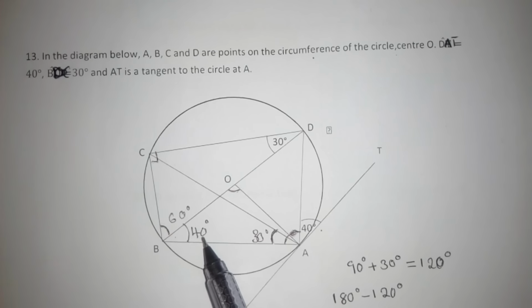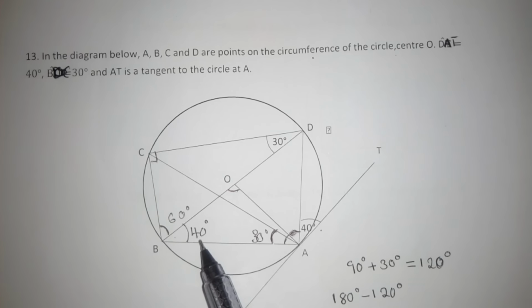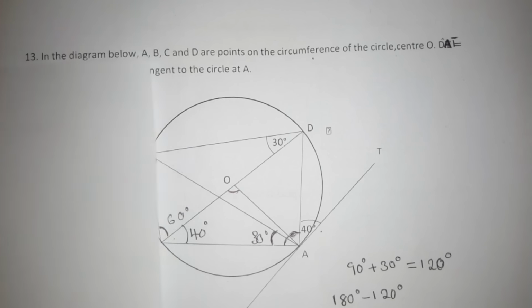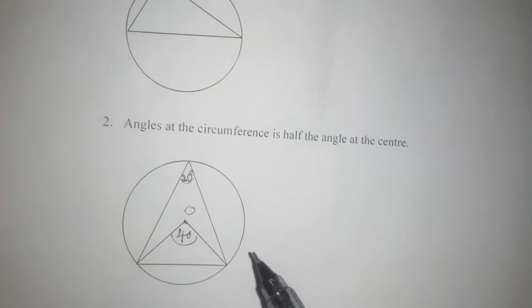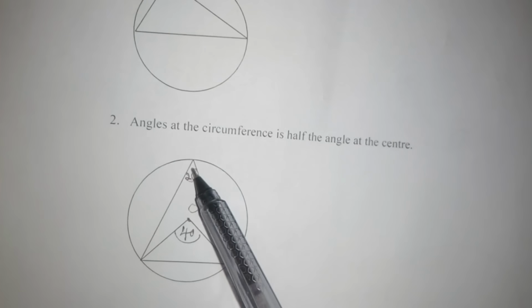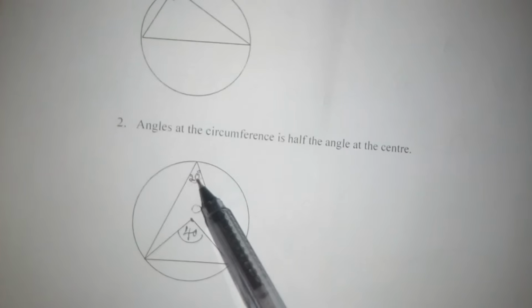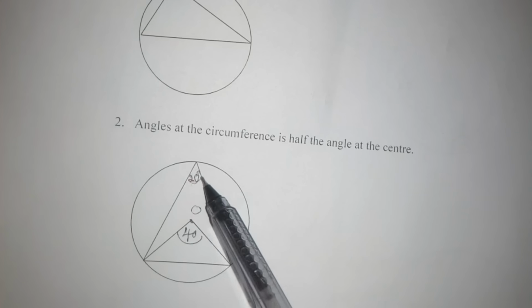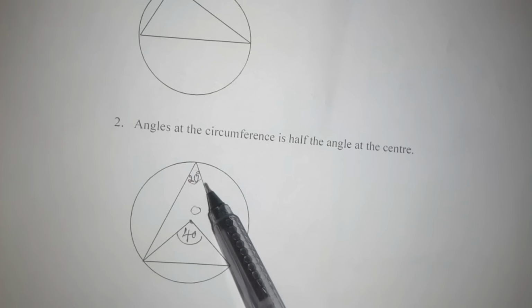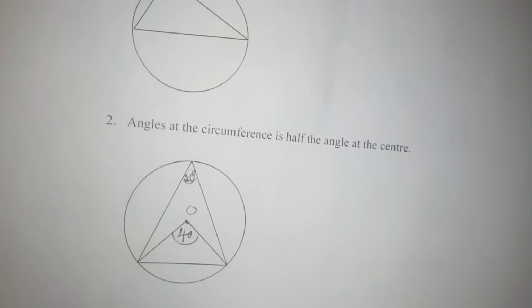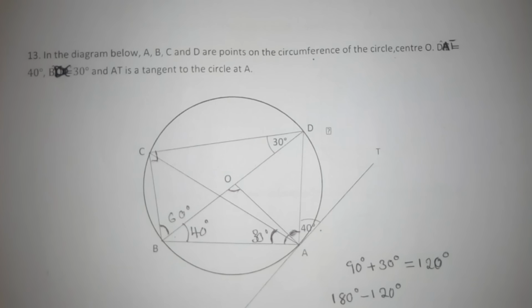So since we've got this 40 degrees, we can use another property here. You need to know the property because time and time again you'll be applying the properties. So we need to use the property which is over here, which says that the angle at the circumference is half of the angle which is at the center. So that's what it means. So this property will apply here.